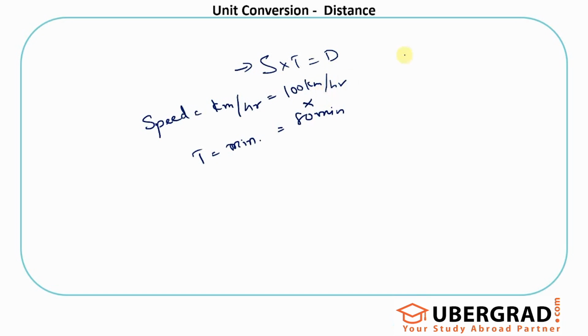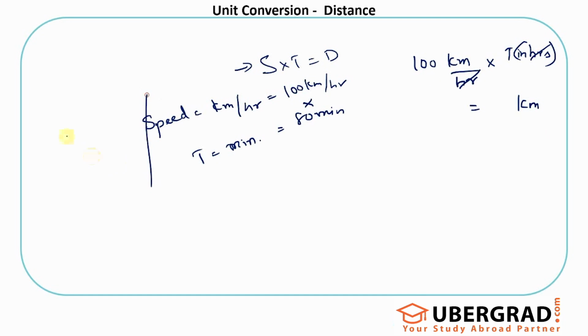Why? See the units. Speed is 100 kilometers per 1 hour. I should multiply the time in hours only. I cannot multiply in minutes, seconds or anything. If I multiply time in hours, hours will get cancelled out and the answer would be in kilometers, not in meters or miles or something else. It is very important to multiply and divide units which are consistent.